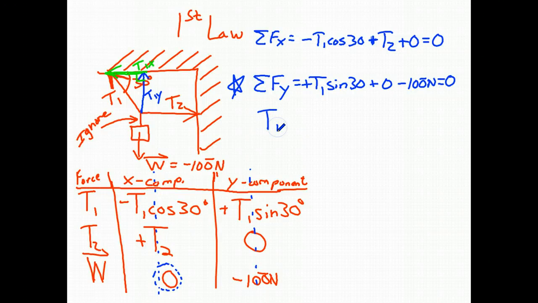I'm going to do my algebra. I take 100 to the other side. That would give me 100 newtons divided by sine of 30 degrees. If you punch that into your calculator, you should get 200 newtons. So that's one answer, T1.